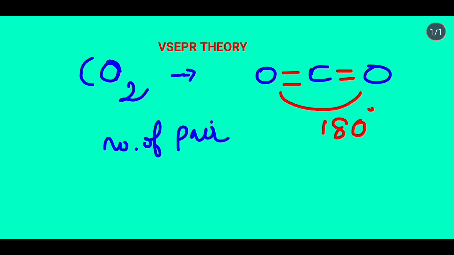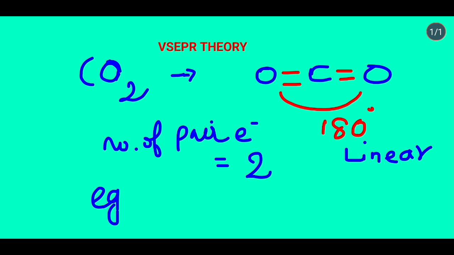The number of pairs of electrons is two, whether C to O or O to C. So the number of electron pairs is 2 and the molecular geometry is linear. In the chapter on chemical bonding and hybridization, these are important topics. Examples of linear molecules are carbon dioxide and barium bromide.